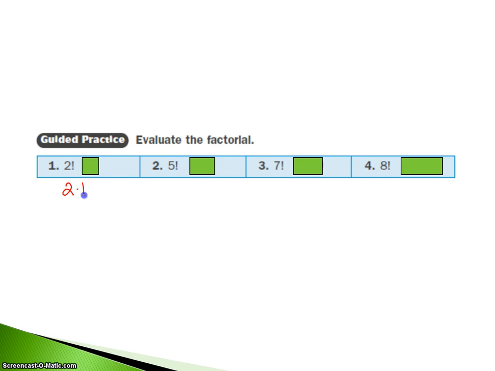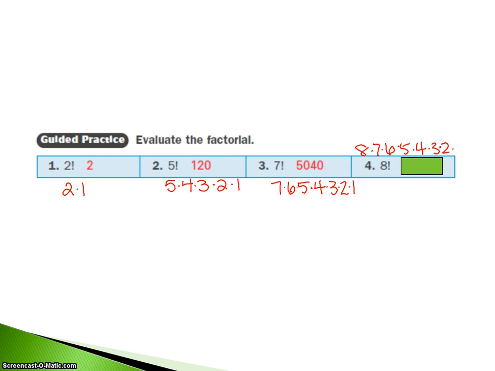For number 1, you do 2 times 1, which is 2. 5 times 4 times 3 times 2 times 1, which is 120. 7 times 6 times 5 times 4 times 3 times 2 times 1. 8 times 7 times 6 times 5 times 4 times 3 times 2 times 1.